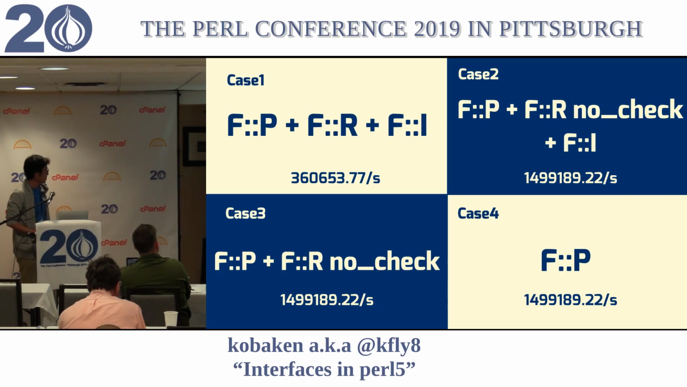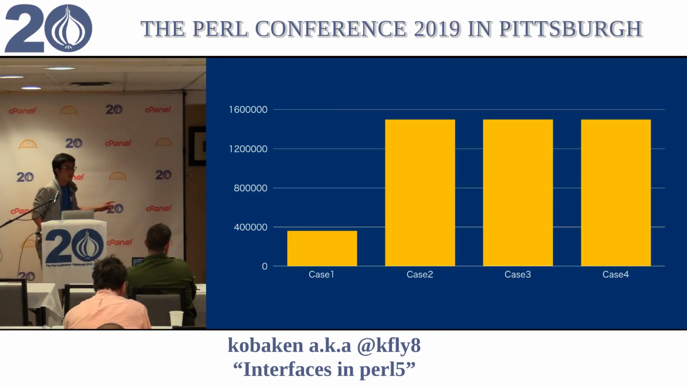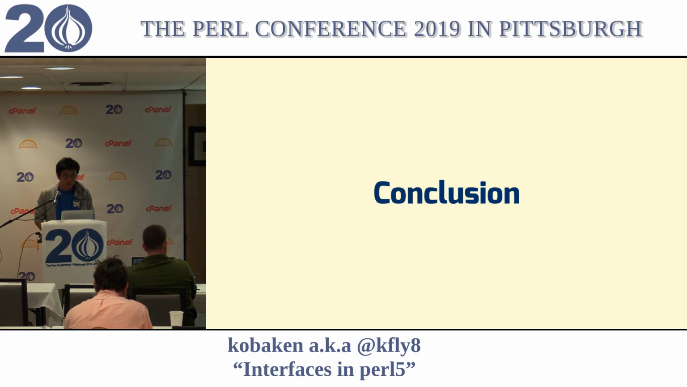So this is the benchmark result. Case 1 is slower than the other cases, and case 2, case 3, and case 4 are the same. It can be the same speed as using only function parameters. So there is no problem with performance. Okay, conclusion.